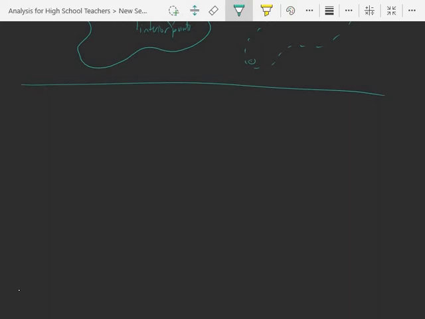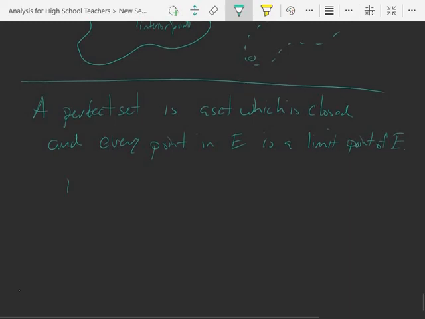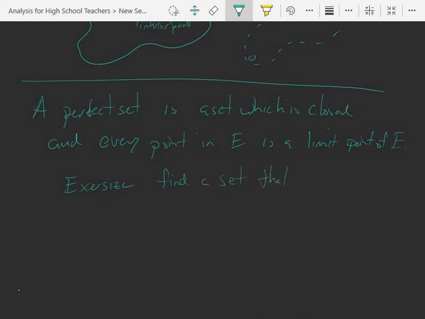The complement we talked about, I'm just going through definition 2.18 in your books. A set is perfect if E is closed and if every point in E is a limit point of E. A perfect set is a set which is closed and every point in E is a limit point of E. Seems kind of like a weird definition. I'll let you guys try and come up as an exercise. Find a set that is closed and not perfect. Okay.